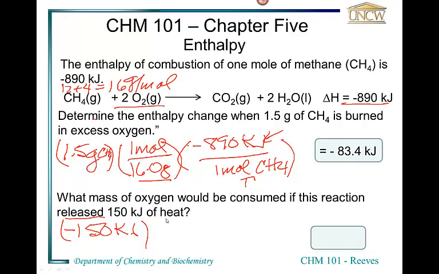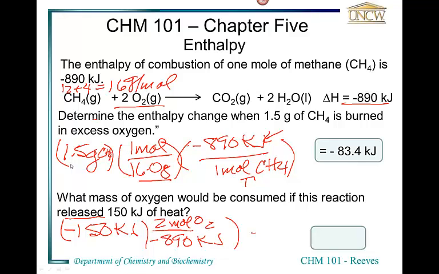Well, you can see that the relationship is minus 890 kilojoules per 2 moles of oxygen, because 2 moles of oxygen are consumed when 890 kilojoules are released. So I can write that to convert between energy and amount, but I'm going to put the energy on the bottom, so kilojoules will cancel, and I'm going to put 2 moles of O2 on the top. So this is now telling me how many moles of oxygen will be consumed when 150 kilojoules are released.